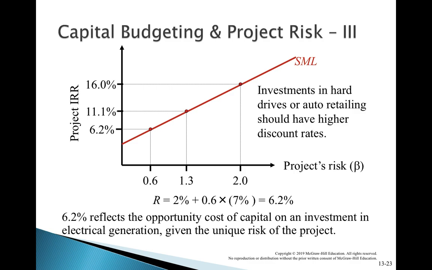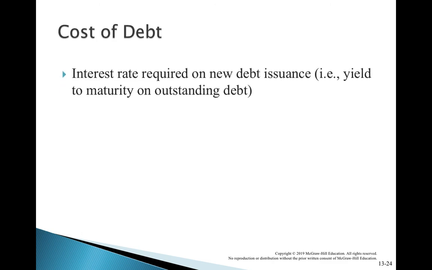Therefore, investments in hard drives or auto retailing should have a higher discount rate. For investment in the electrical utility generation company, you should take a lower cost of capital.